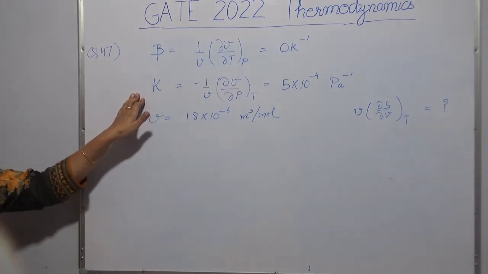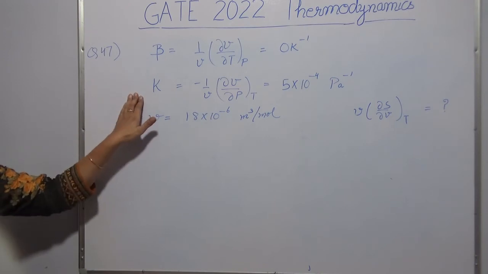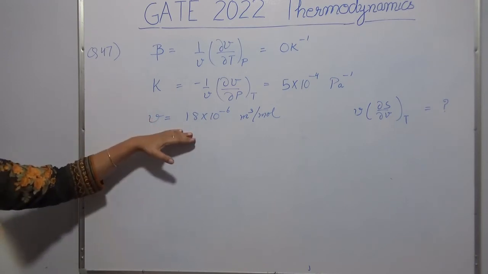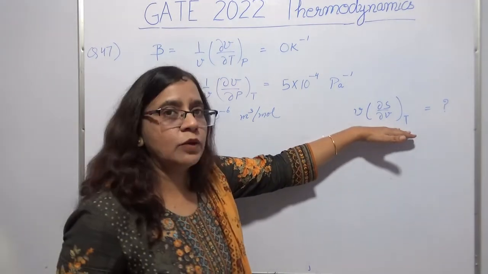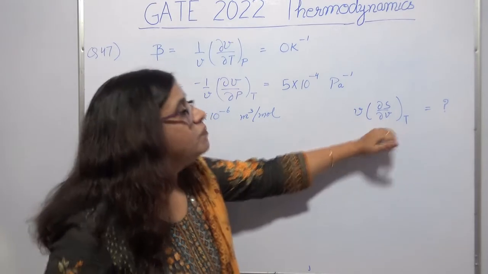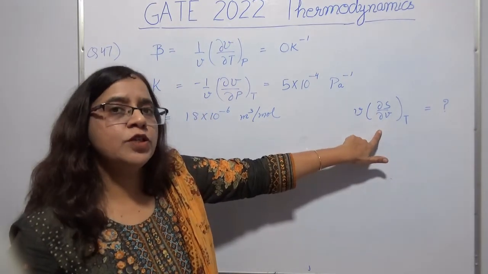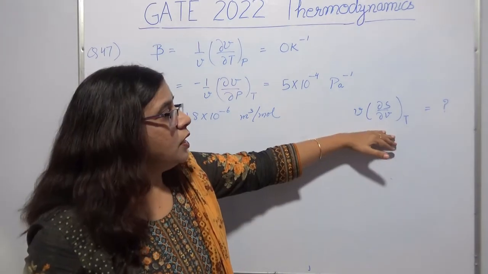From your knowledge of thermodynamics, you know that beta is nothing but the thermal expansion coefficient, and kappa is the isothermal compressibility. Now they have given the value of V, and at temperature equal to 4 degrees centigrade, they have asked you to calculate this partial derivative. Okay. Now whenever you see a partial derivative in S, you know that you have to use a Maxwell relation. But which Maxwell relation to use?